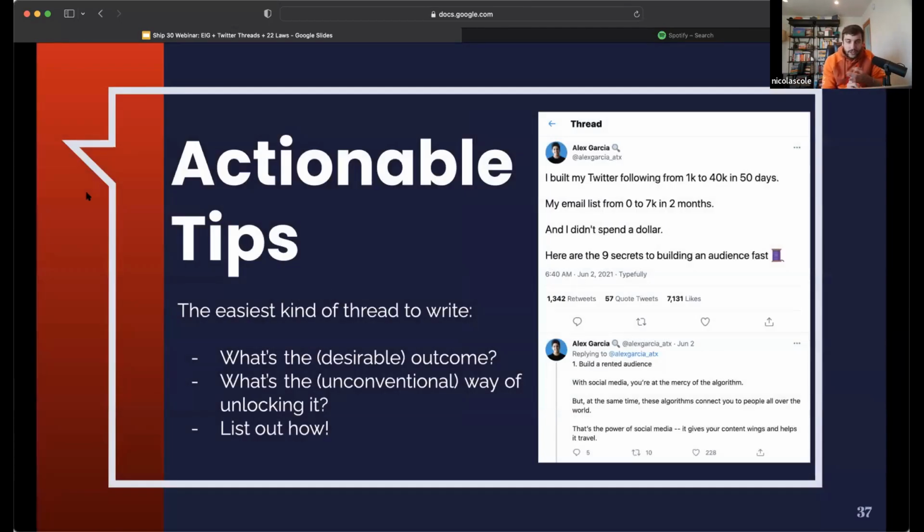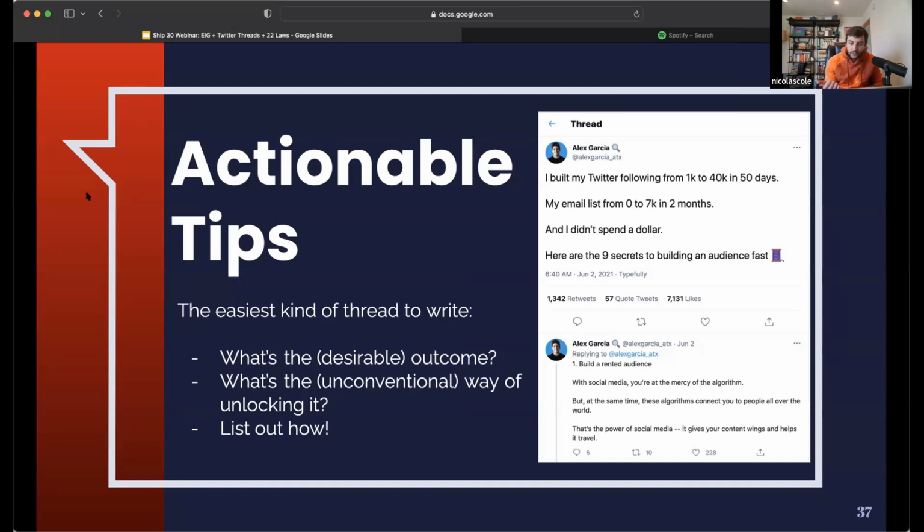Let's keep cruising. Third, actionable tips. Anytime you can take anything and go, I went from X to Y, right? Or I achieved Z. Here are some tips for you to accomplish the same. Okay. It's just a list. This is like the easiest format to execute. So if you're first starting out, this can be a really great way of just practicing, getting some reps in.